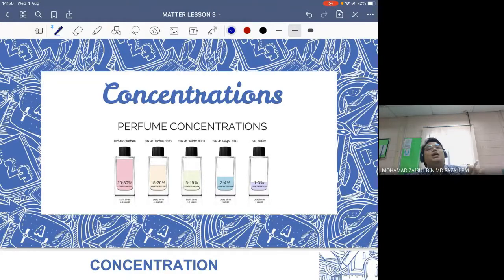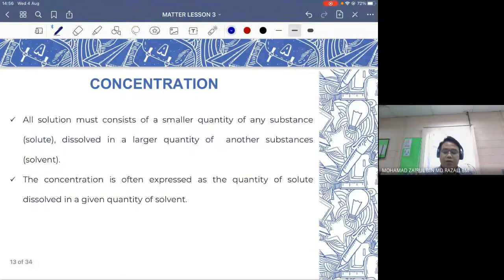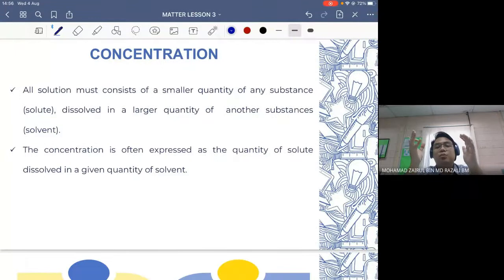So untuk hari ini kita akan belajar the different way we can express concentration ataupun kepekatan lah of any substance. Okay, so concentration normally kita boleh guna term concentration for either gas or liquid ataupun solution. Tapi the most common kita gunakan concentration ni adalah untuk describe solution lah.